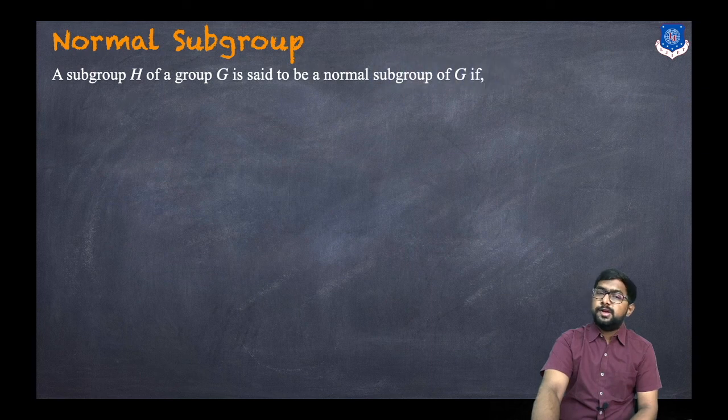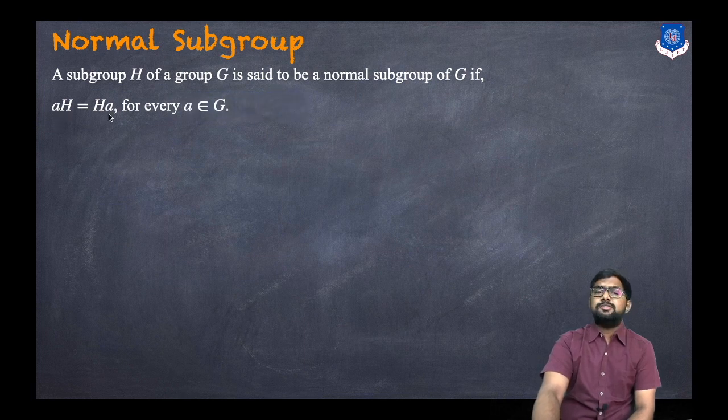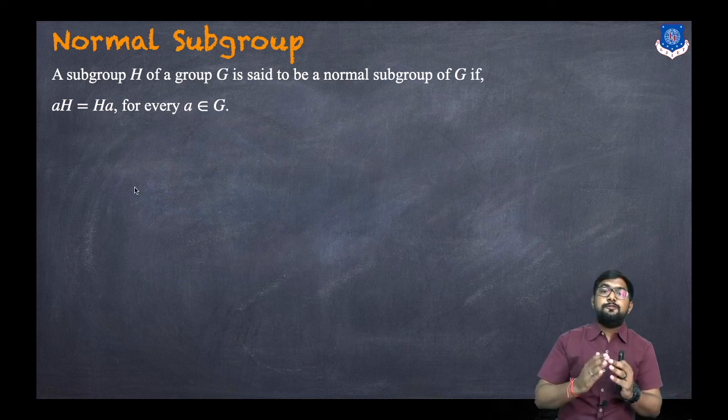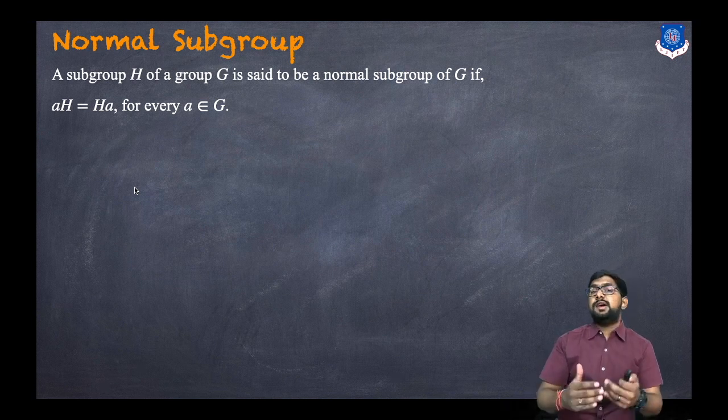A subgroup H of a group G is said to be a normal subgroup of G if aH equals Ha for every a belonging to G. We all know what aH and Ha are. These are the left cosets and these are the right cosets. So if we have a subgroup H of a group G, it is said to be a normal subgroup if the left cosets and right cosets are the same.